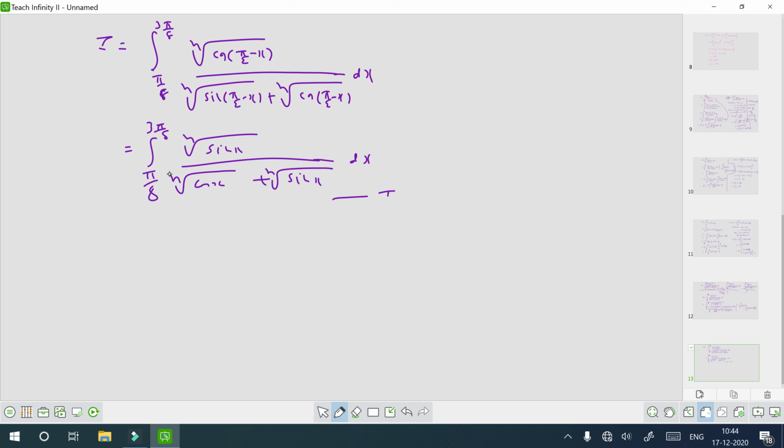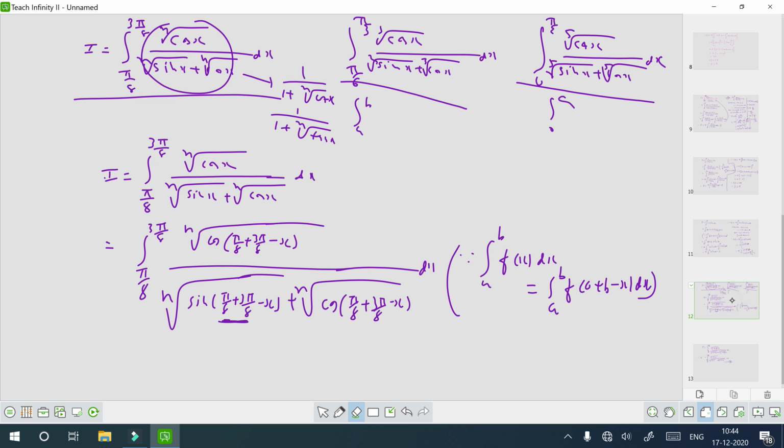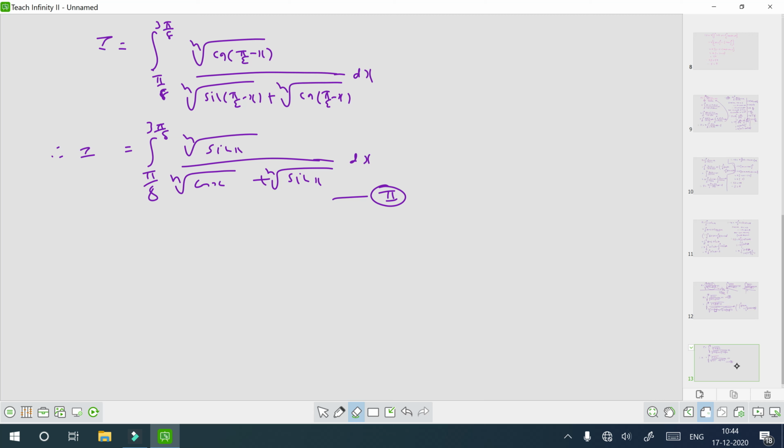Say this one is result number 2, and this one is I. Say this one is result number 1. So by 1 and 2, adding on the left-hand side, 2I equals the integral from pi by 8 to 3 pi by 8. The hint is that the question will give something where the sum of the two limits comes to pi by 2.